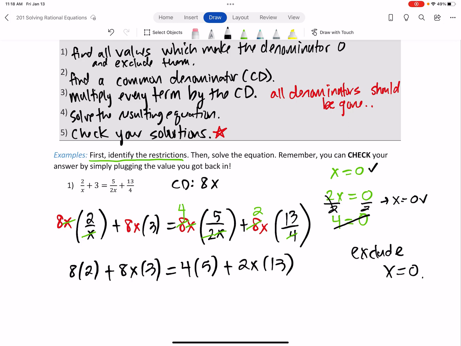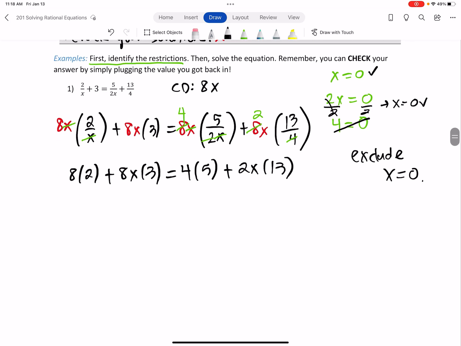So if I solve this equation and my only solution is that x equals 0, I'm going to say that it has no solutions. So what this tells us is we can't plug 0 into this equation. If we try, we'll get an error in our calculator because we're trying to divide by 0, and that's impossible.